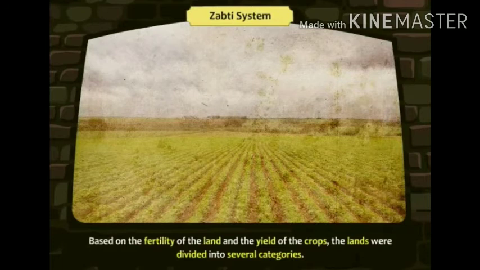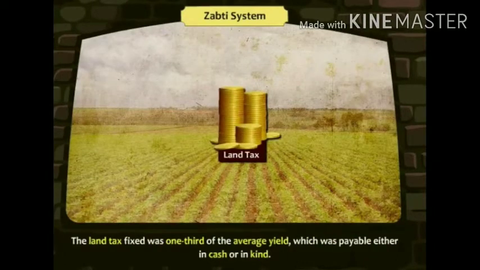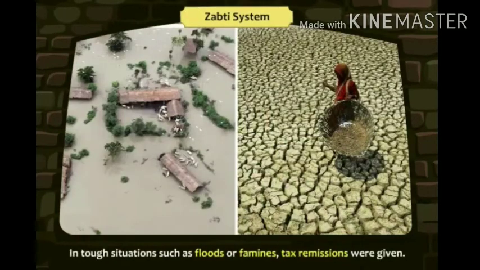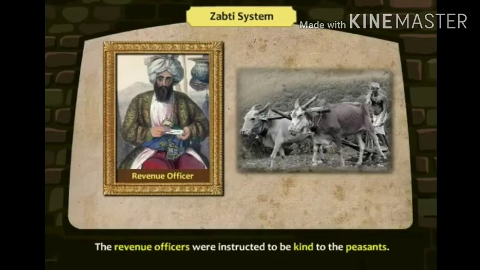Based on the fertility of the land and the yield of the crops, the lands were divided into several categories. The land tax fixed was 1/3 of the average yield, which was payable either in cash or in kind. In tough situations such as floods or famines, tax remissions were given. The revenue officers were instructed to be kind to the peasants.